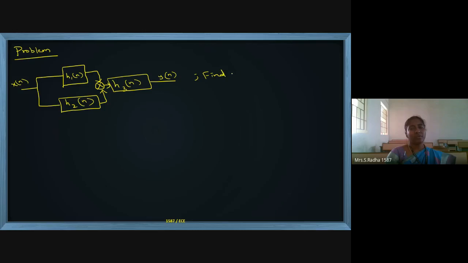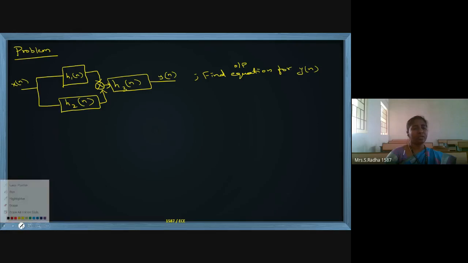Find the output equation for y of n. y of n is the final output. So what I will do, I will just give intermediate names. The first system, this is block 1. This is block 2. I will take the first block output as y1, second block output as y2. After the summing point, I will take the output as y3, and the final output is y of n.